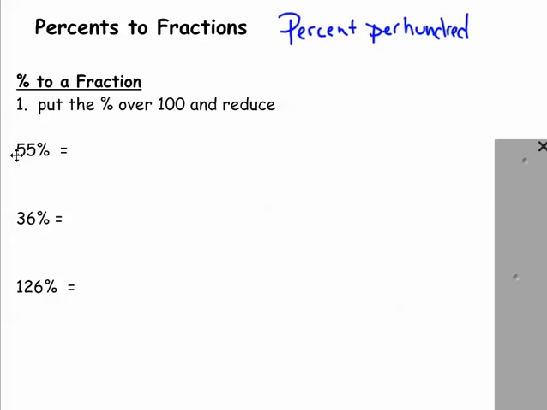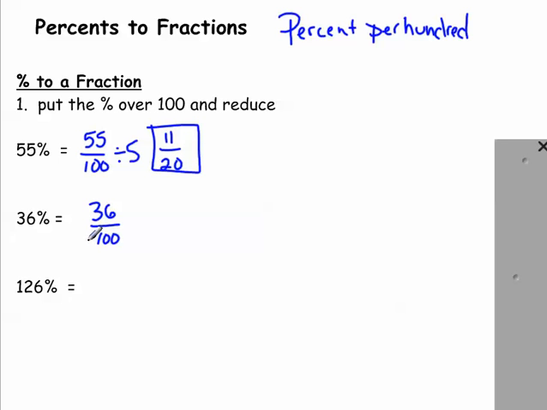Okay. So 55% simply means 55 out of 100, or 55 per 100. Now I need to simplify, so I'm going to divide by 5. That gives me 11 over 20, and I'm finished. 36% means 36 out of 100. Remember, you're always just putting it over 100. I'm going to divide by 4, and that gives me 9 over 25, and I'm finished.